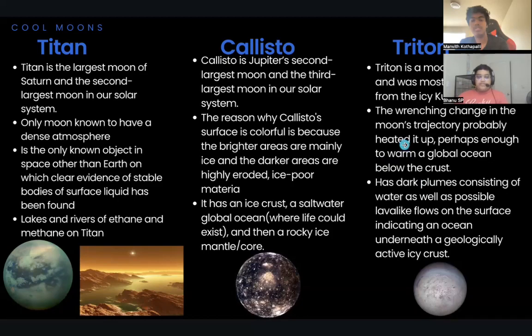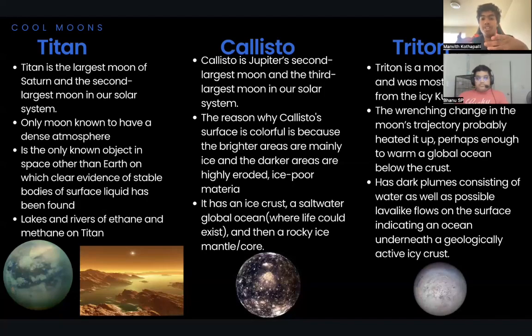On to Mona for Triton. Right, now this is the furthest moon we will be talking about in the solar system. Triton is a moon of Neptune and was most likely captured from the icy Kuiper belt. The wrenching change in the moon's trajectory probably heated it up, perhaps enough to warm a global ocean below the crust. Triton has 5 layers. The first one is a frozen nitrogen crust, then a subsurface ocean, then an icy mantle, and then a core made out of rock and metal.